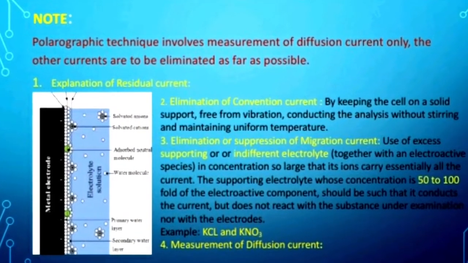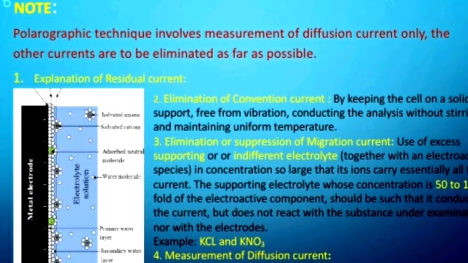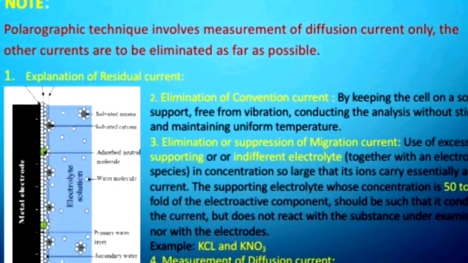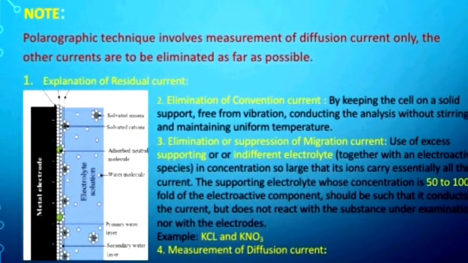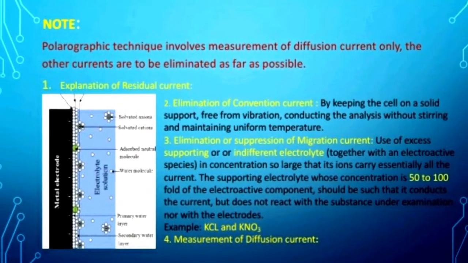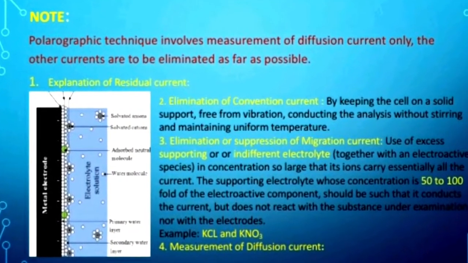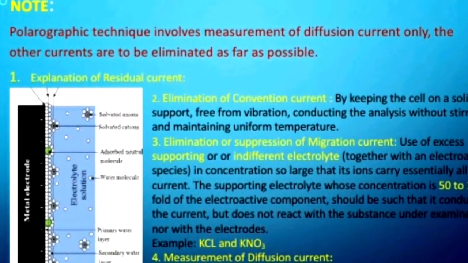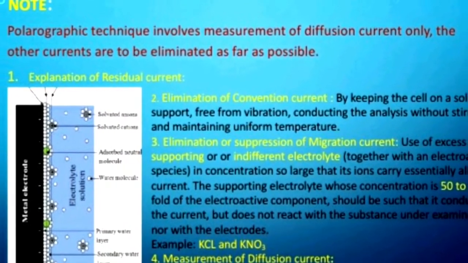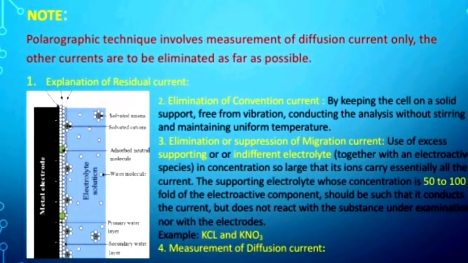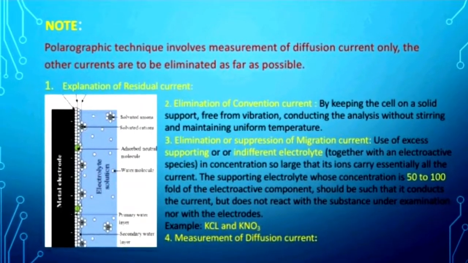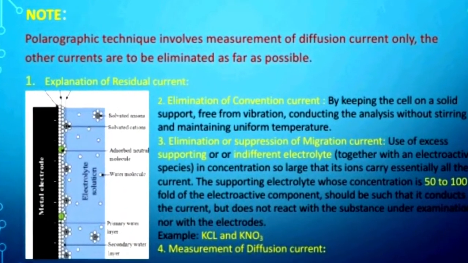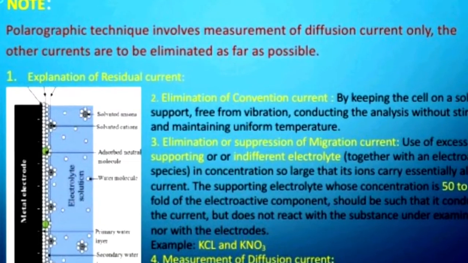Here again, we know that migration current arises due to the difference in potential, and it can be eliminated by making use of an extra or excess supporting electrolyte, so that the ions present in this electrolyte will carry essentially all the current that is due to migration.